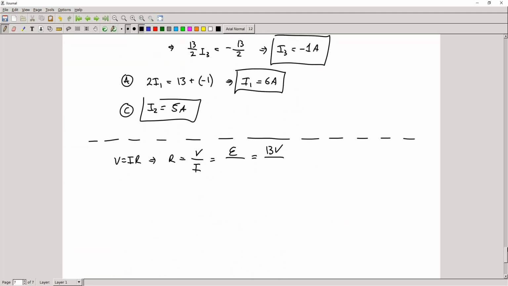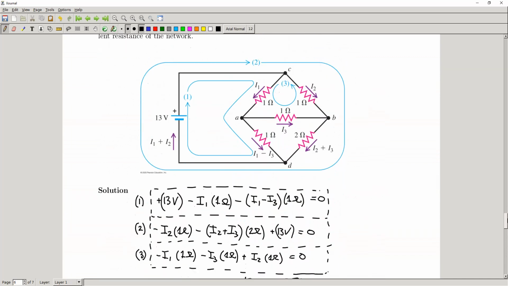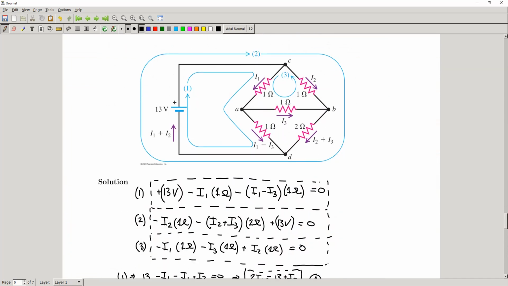Okay, so what is I1 plus I2? Well, I1 is 6 amps, and I2 is 5 amps, so adding those two up gives us 11 amps. So we end up with I1 plus I2, and this is 11 amps. And if we do that division, we end up with an REQ equal to 1.2 ohms. Okay, so that's the equivalent resistance of the setup that we see here. Okay, and that's the answer to that problem.